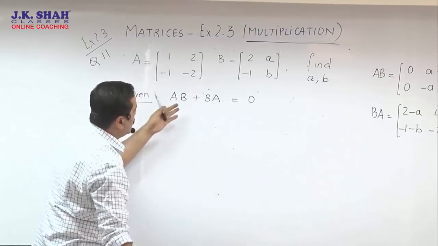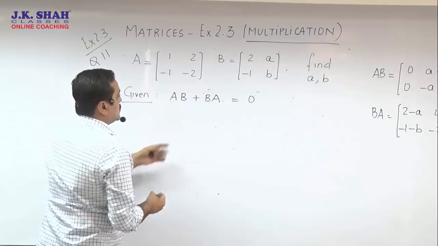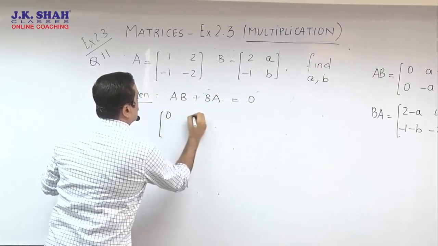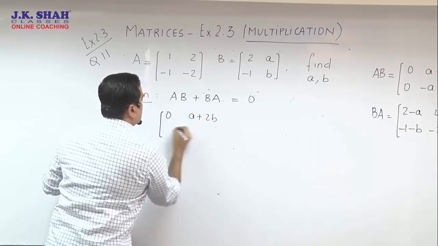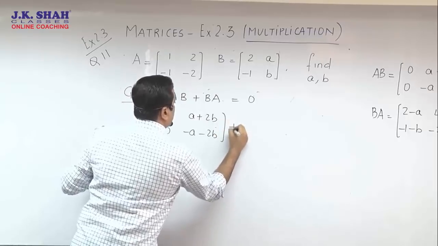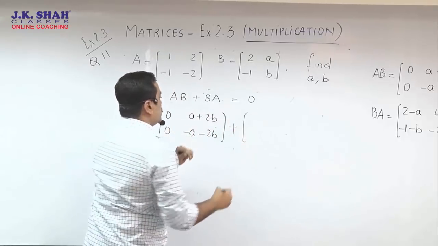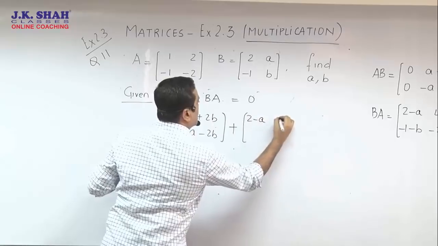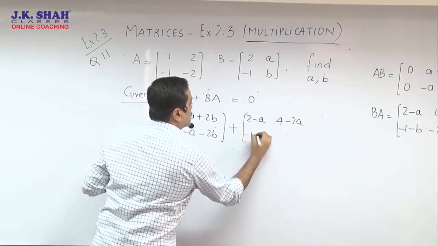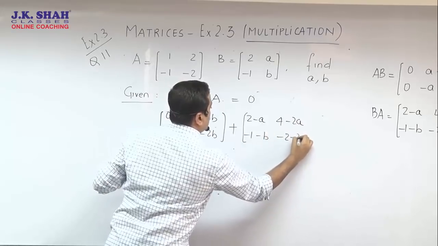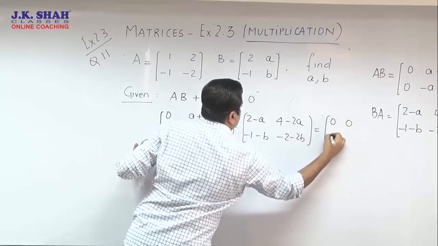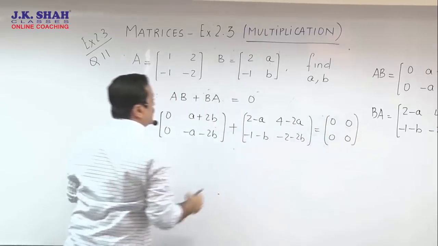So now we pick up what we had decided. We are going to work on that. So let's bring in our matrices. AB, it's 0, A plus 2B, 0, minus A minus 2B, to be added with BA, which also I am getting from there. 2 minus A, 4 minus 2A, minus 1 minus B, minus 2 minus 2B. It's equal to the 0 matrix, and the matrix contains all the elements 0.